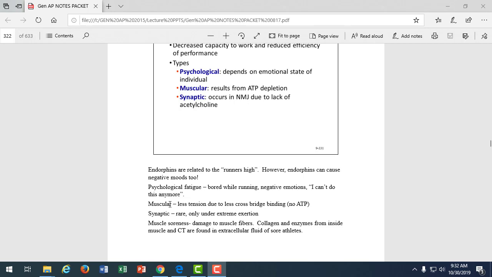So we need that ATP, and we need the ATP by having glucose, by having glycogen stores, by having creatine phosphate, and stored ATP. And training provides all those things.